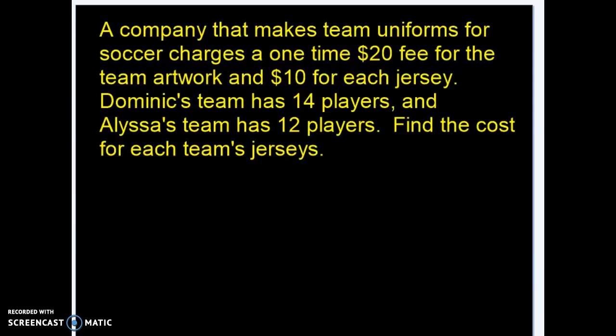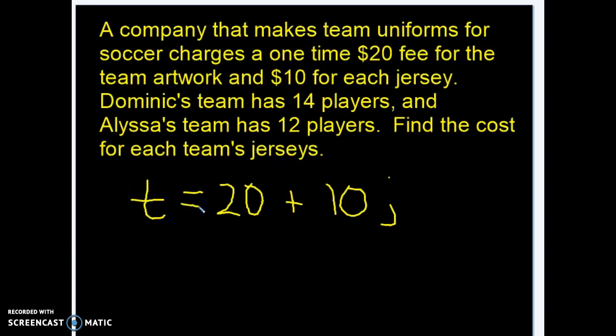So every single team is going to have a $20 one-time fee. There's no dependency on if there's one player, or if there's 30 players, or if there's 100 players. You always pay a one-time fee of $20. Then after that, you're going to pay $10 per jersey. So we could say 20 plus 10 times J, which J might represent number of jerseys, and then we could say T, this all equals T, which would be total cost.